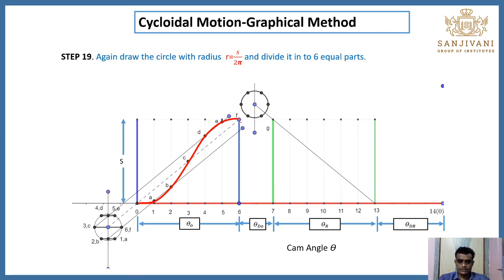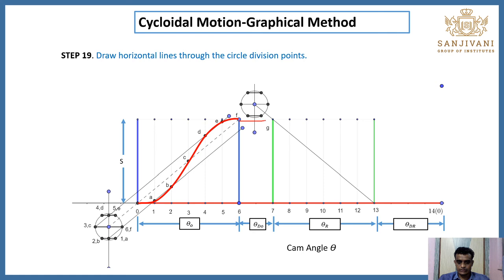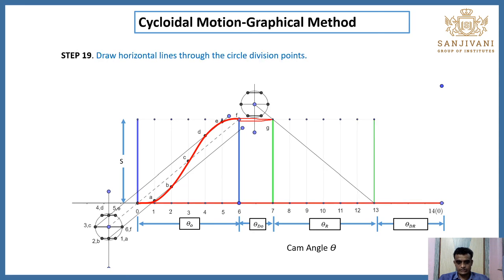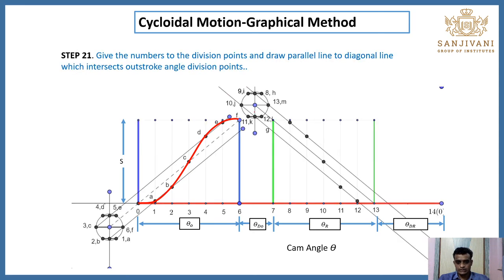Now the next portion is the dwell. Again you have to draw one circle during the return stroke. Again you have to follow the same procedure. Again you have to draw the parallel lines which are parallel to the diagonal lines. You have to mark those intercepts, and these intercepts intersect again. While marking this, here it ends with the 7G.